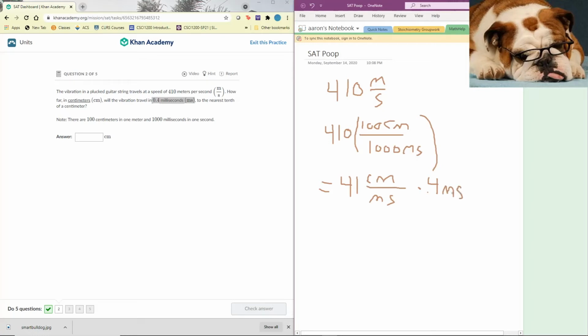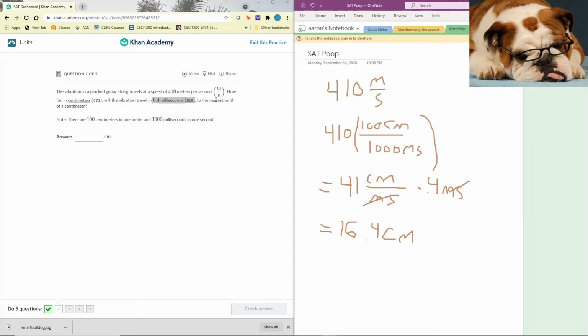And since this millisecond is in the numerator and this one's in the denominator, they'll cancel out and we're left with centimeters, which is what we want. See, how far in centimeters? So we'll have exactly what we want. And 41 times 0.4 is equal to 16.44, there we go, centimeters, just like I said earlier, because the milliseconds cancel each other out.